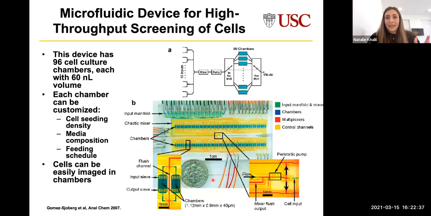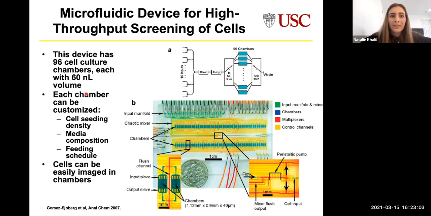And this is an exaggerated example of how high throughput microfluidic devices can be. So this particular device, you don't have to understand everything about it. Just note that there are 96 cell culture chambers, which are in blue here. So we can test 96 conditions at once on one device in one experiment. And they have very small volumes, which allows us to save on the cost of cells and media and drugs.